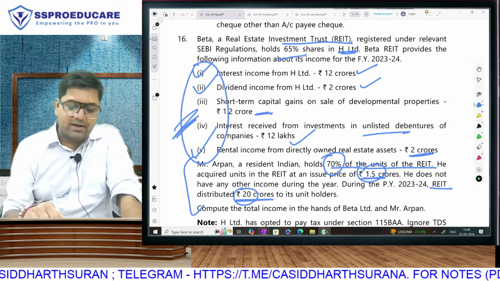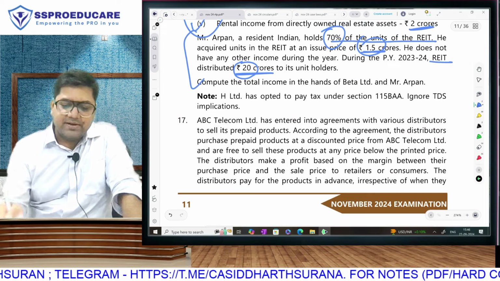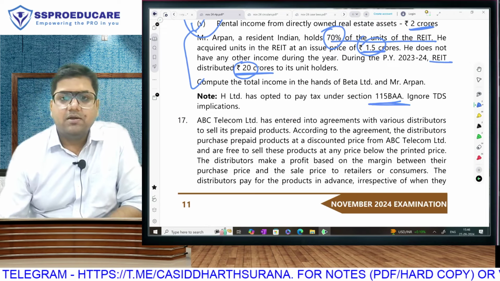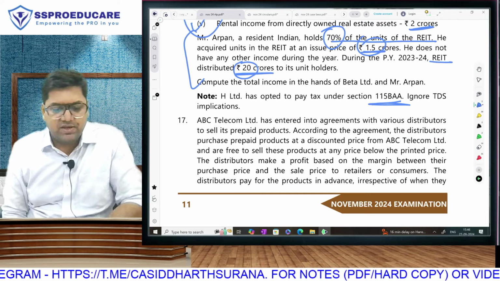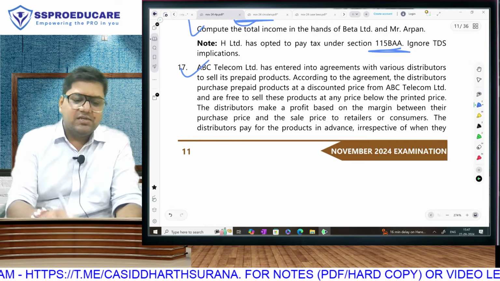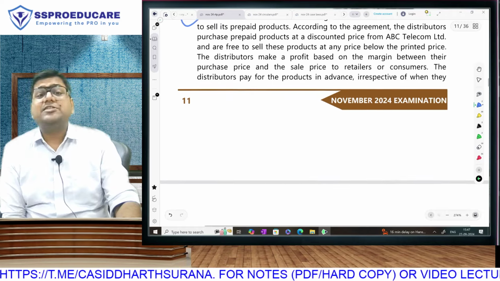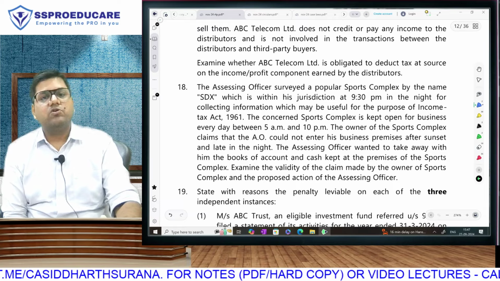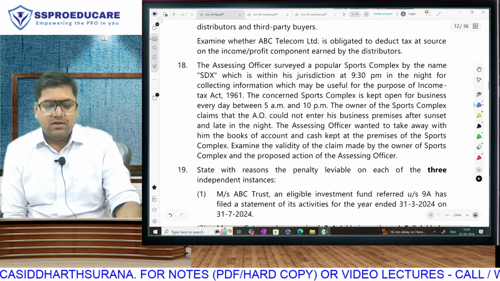Okay. H Limited has opted to pay tax as per 115BAA, which means dividend income is also going to be taxable, because only if the SPV is in new regime, it becomes taxable. Next is that case law of Bharti Cellular, that distributor wala case law. Distributors are principal, not agent. So there is not going to be any 194H ka TDS.